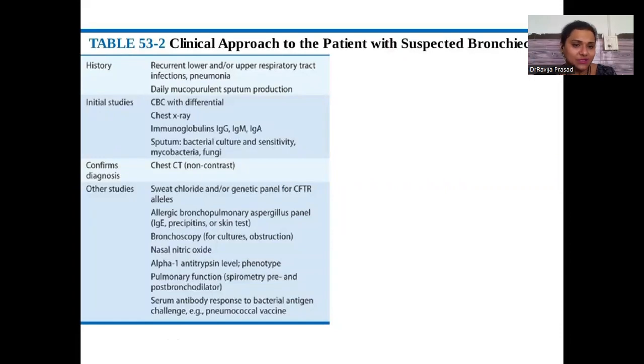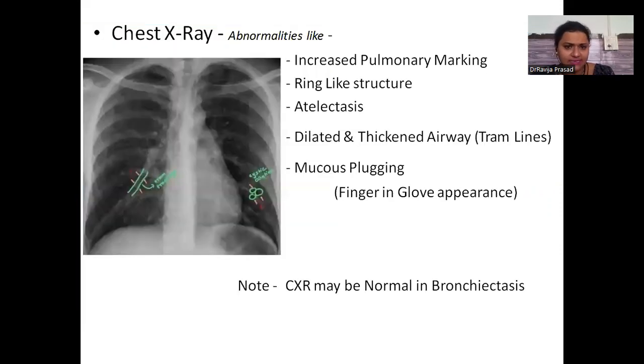First we need to take the history of recurrent lower or upper respiratory tract infection, pneumonia, daily mucopurulent sputum production. Initial study relevant is CBC with differential, then chest X-ray, immunoglobulins, then sputum bacterial culture and sensitivity, mycobacteria, fungi. Then comes the diagnosis, that is chest CT. Further studies would be bronchoscopy, nasal nitric oxide, alpha-1 antitrypsin phenotype, then serum antibody response. These are the clinical approaches for a patient suspected of bronchiectasis.